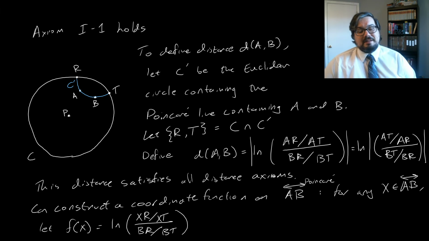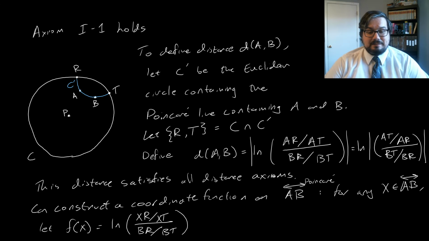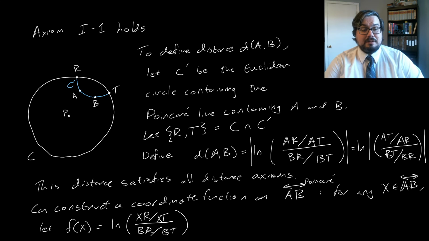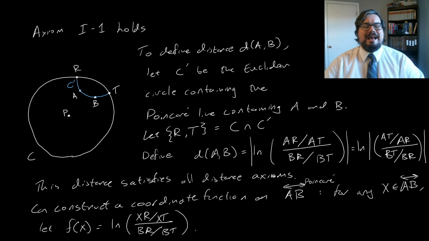And this function does in fact give us a coordinate system for the line AB in the Poincaré model, which can be checked fairly easily. One of the immediate consequences of this, which is a little bit surprising intuitively as we look at the Poincaré model, is that when measuring distance using the Poincaré distance, lines are in fact of infinite length.